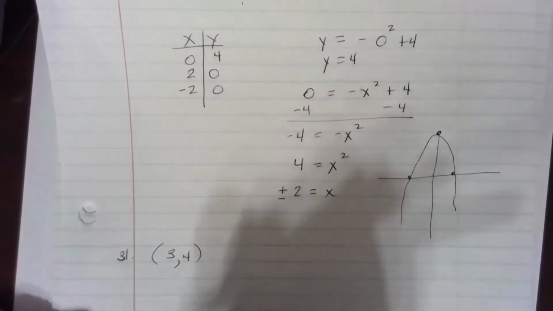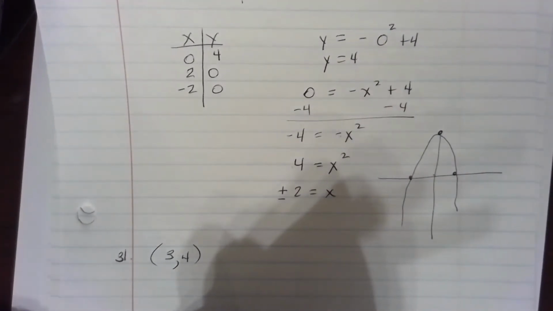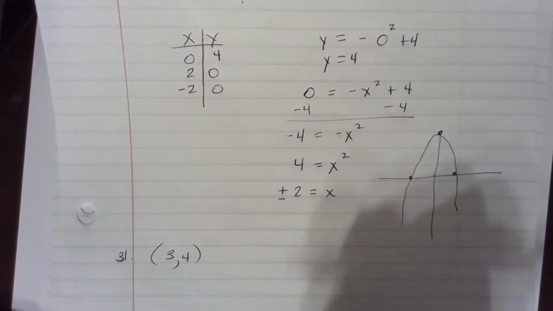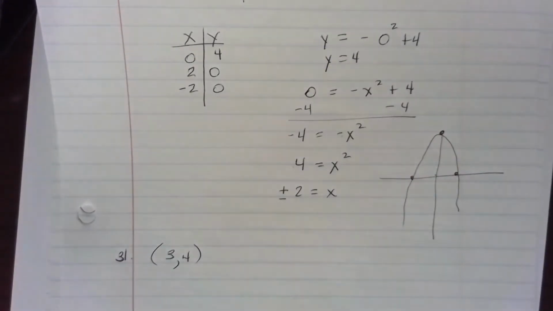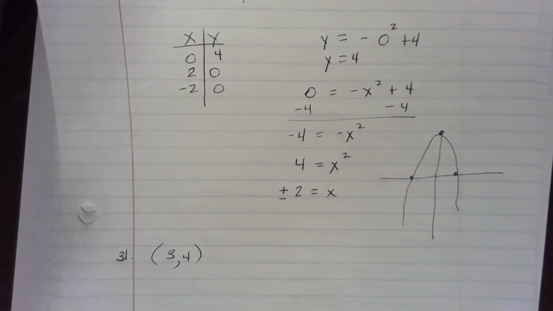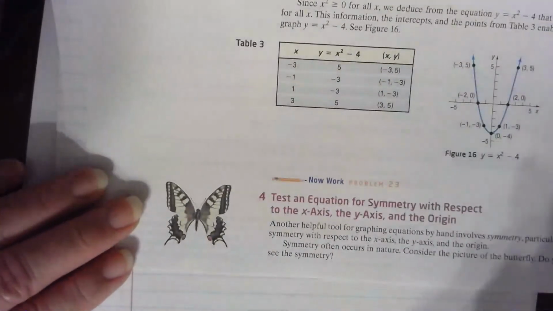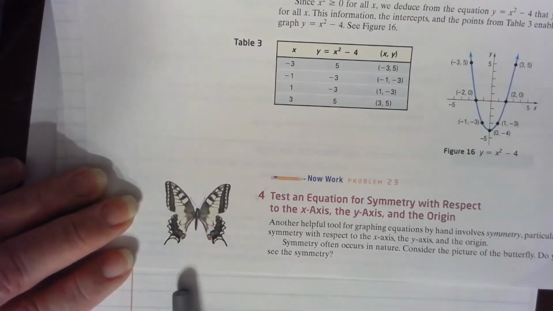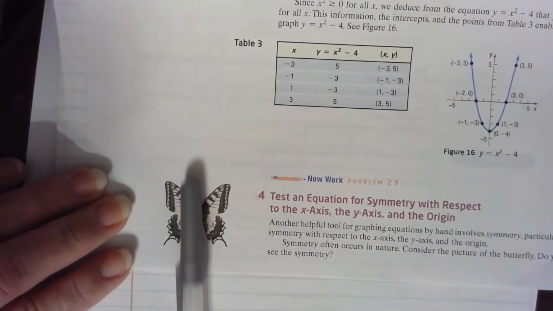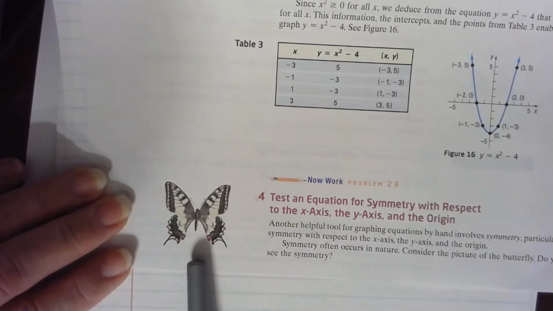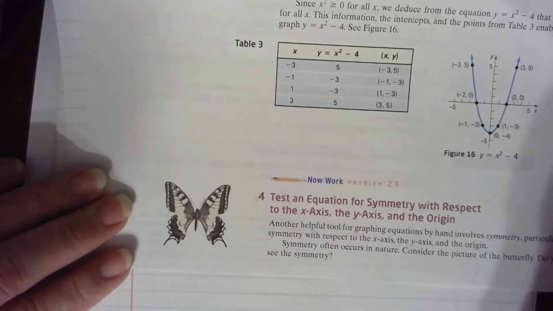It tells me to graph it and then to graph another point that's symmetric to the x-axis, the y-axis, and the origin. Alright, so that brings us to the point that we need to talk about what symmetry means. Well, symmetry in general means it's a mirror image. See, this butterfly is symmetric because I can draw a line down the middle and one side matches the other.